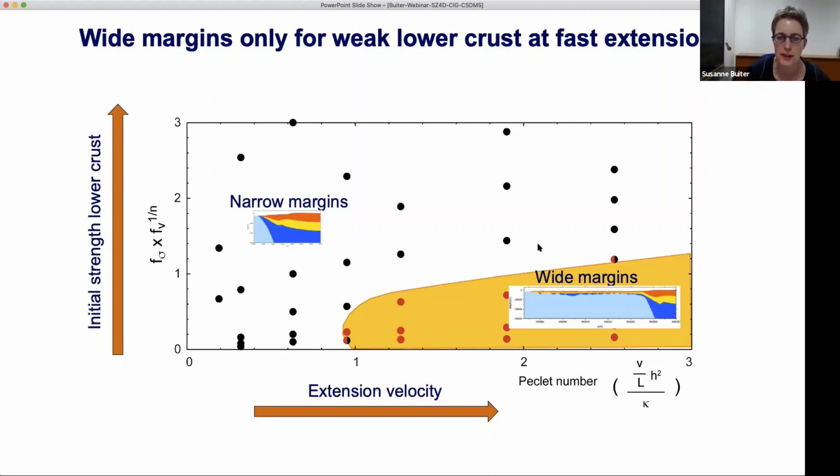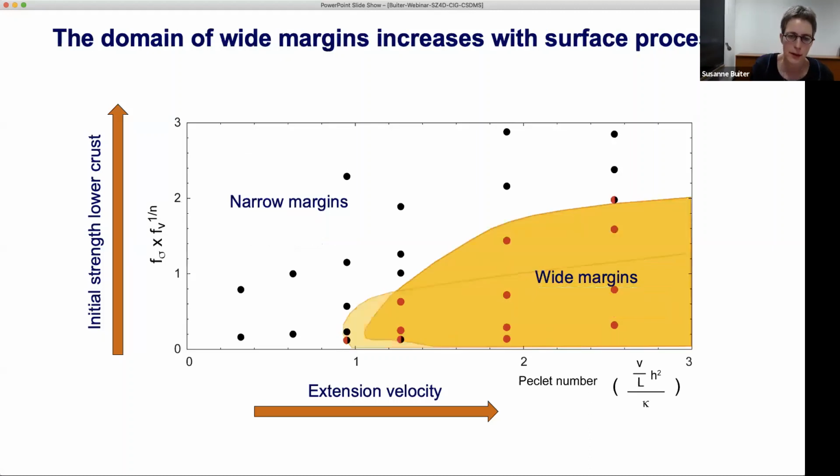Now the black dots, the majority, are all the models that created a narrow margin, sharp transition from continent to the ocean. The red dots, which I've highlighted in the yellow field, are the ones that created a wide margin. And this is for the models without surface processes. And it illustrates what I was arguing before, that the standard seems to be narrow margins, and only for a specific set of parameters, the initial strength of the lower crust and extension velocity, we can create this wide margin. But if I include surface processes, and then it's mainly the sedimentation, I can increase the model space over which wide margins form.